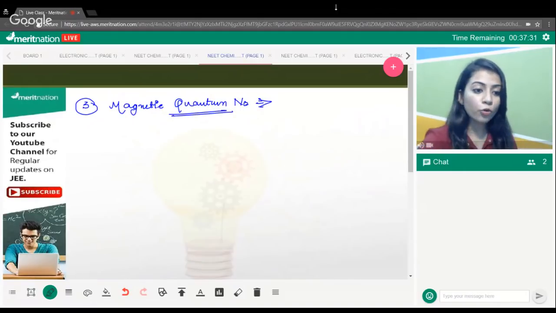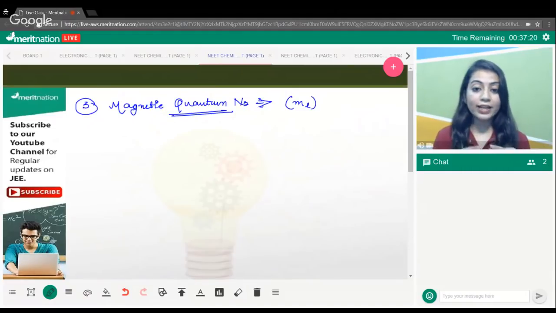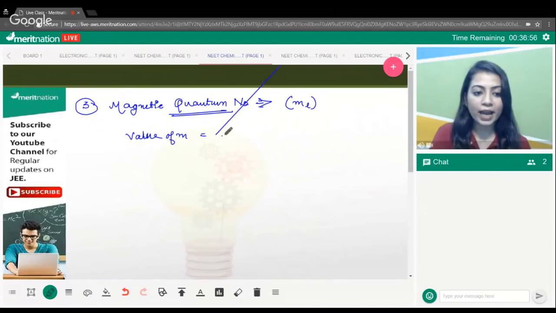So I hope all of you know what is magnetic quantum number. Magnetic quantum number is basically denoted by the letter m with a subscript l. What happens is, when the electron is revolving around the nucleus, it also generates a magnetic field. Now this magnetic field changes the orientation of the orbital. So based on the orientation of the orbital, we have different values of the magnetic quantum number. The value of magnetic quantum number, that is m, lies between minus l to plus l.